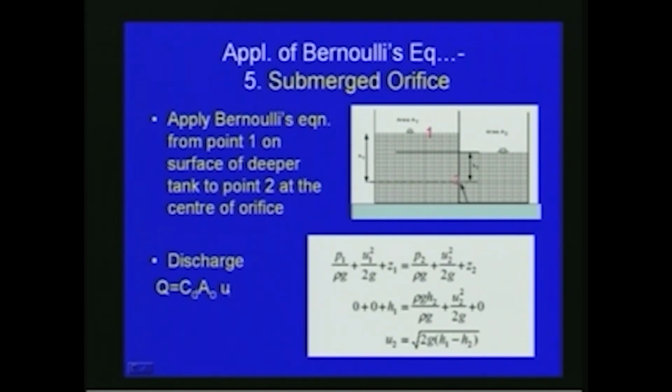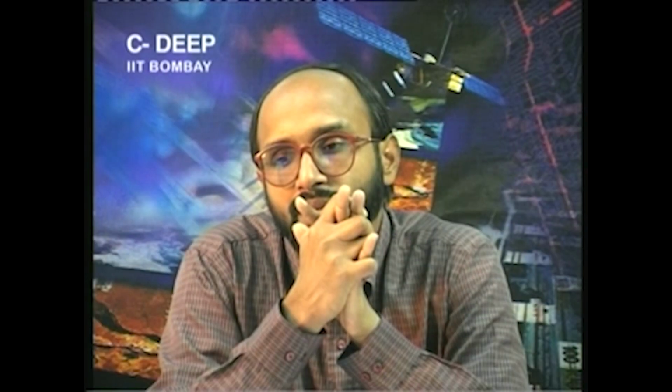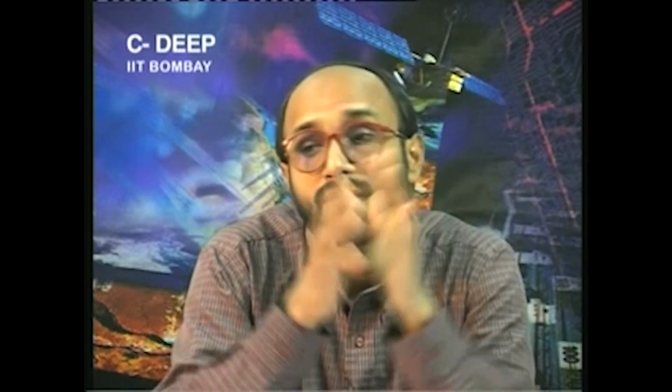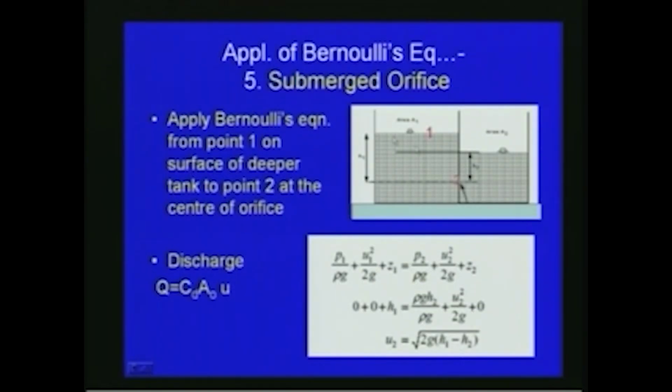So the velocity is found, and then we can find the discharge Q using the continuity equation: Q is equal to the cross-section area of the orifice into the velocity. Finally, for the actual discharge we have to multiply by the coefficient of discharge, into the cross-section area of the orifice, into the velocity which we have calculated here. So this is the case of a submerged orifice.